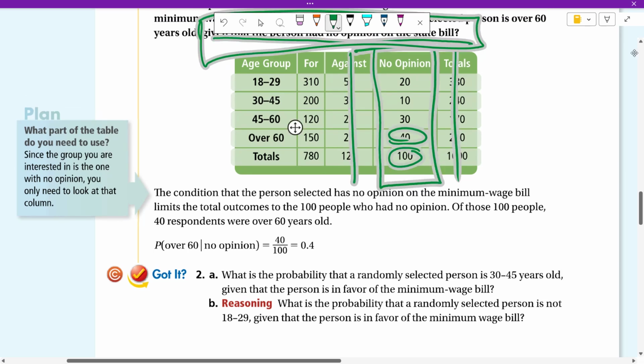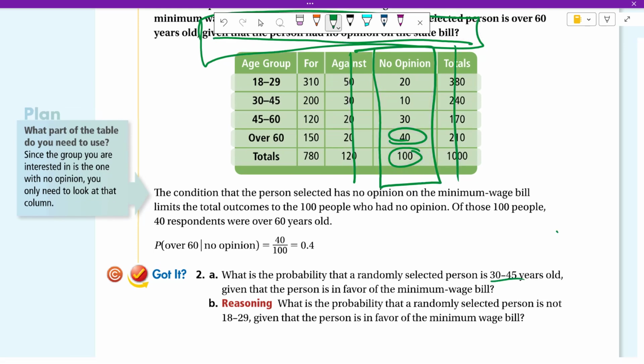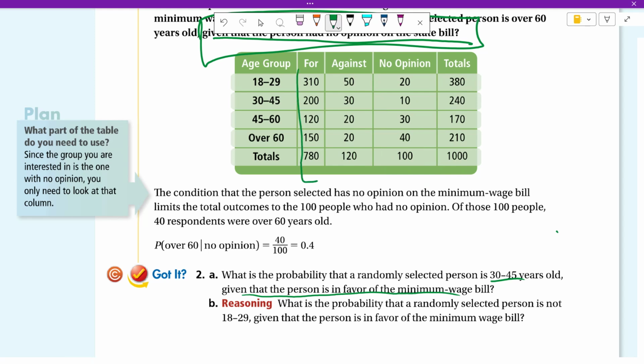So what's the probability that a randomly selected person is between 30 and 45, given that they're in favor? Okay, so given that they're in favor is over here. So you're going out of 780. Between 30 and 45 would be 200. So it'd be 200 out of 780, and you'd reduce that down.